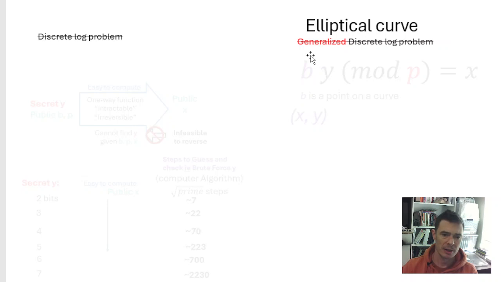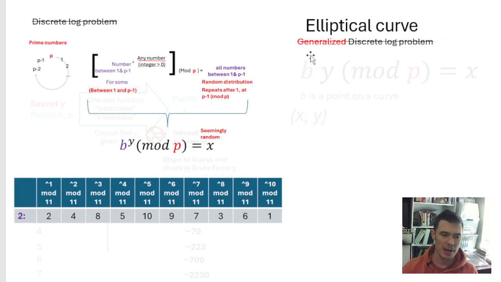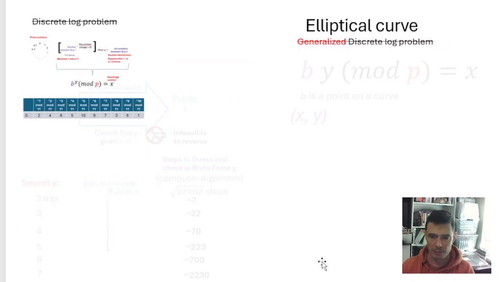But I think for the next few minutes, if you ignore the names, it becomes a lot easier to understand what's going on. So in the discrete log, we have a group of prime numbers. We have all of these relationships. It results in this random output, this cyclic output. Here our b is 2, our y is 1, 2, 3, and so on. And the results are random.